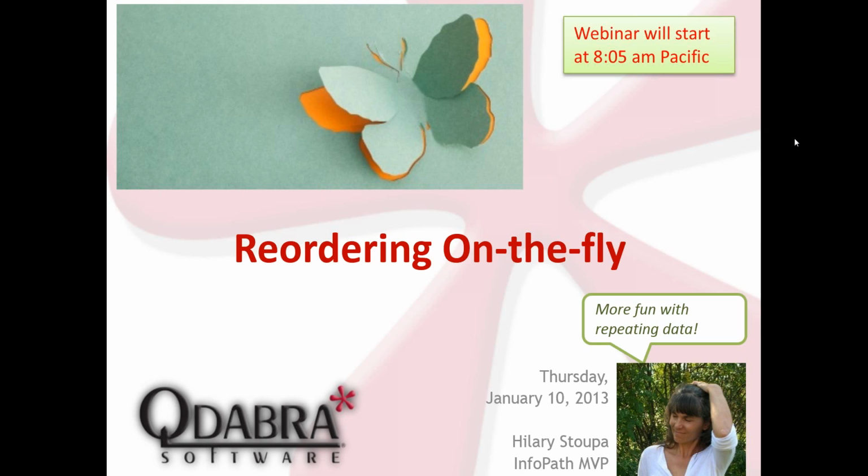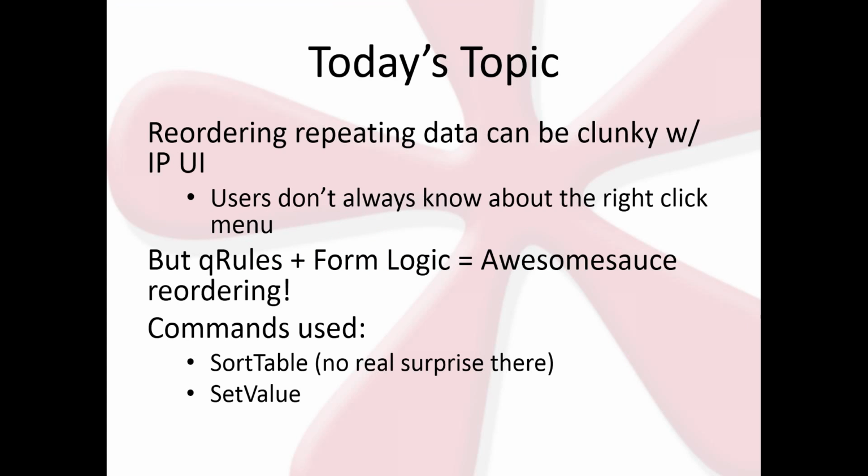Today we are going to be demonstrating a little technique for reordering repeating data on the fly. It uses qRules. The limitations with InfoPath as far as reordering repeating data goes, as far as I'm concerned, is first off there's the right-click menu. And now that's in InfoPath 2010. If you right-click a row, you can have the little move up, move down widget.